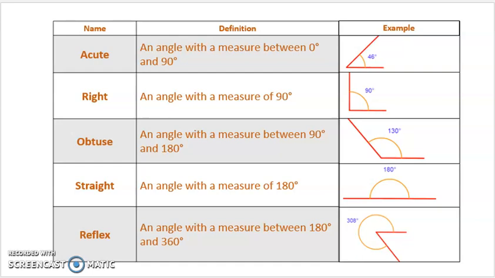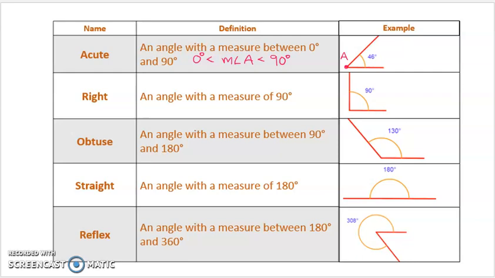90. So that means the measure of this angle, which I'll call angle A, is between 0 and 90 degrees, but not equal to either one. So it's not equal to 0, it's not equal to 90.